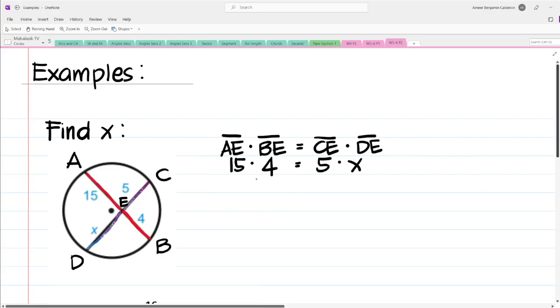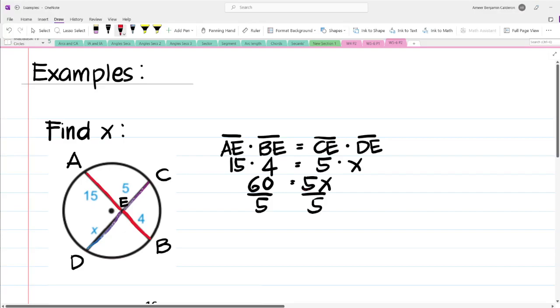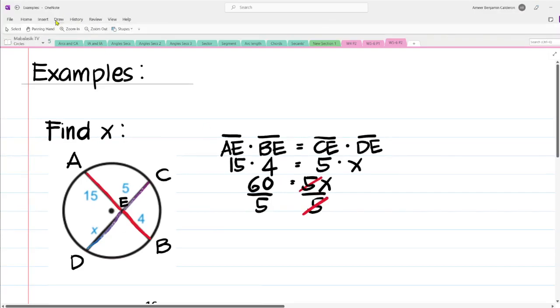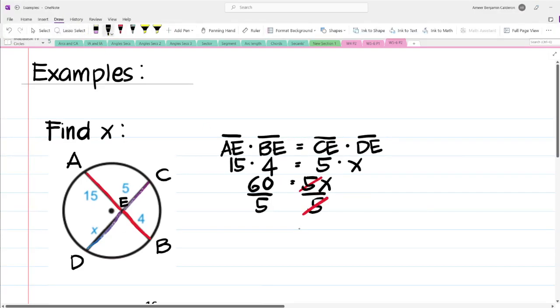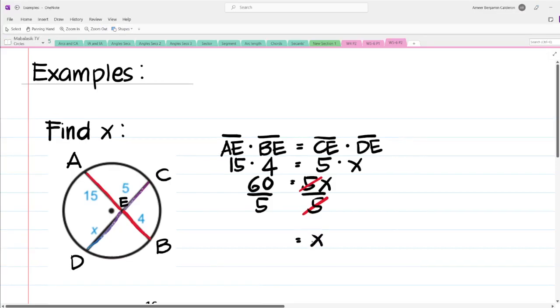Let us multiply. This is 60 is equal to 5x. Since we are solving for x, we want to divide both sides by 5. We can cancel 5 and we are left with x, which is 60 divided by 5. That's 12, and that is our final answer. Let's move on to our second example.